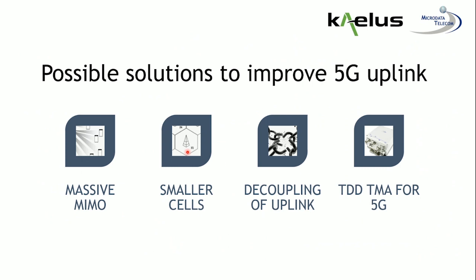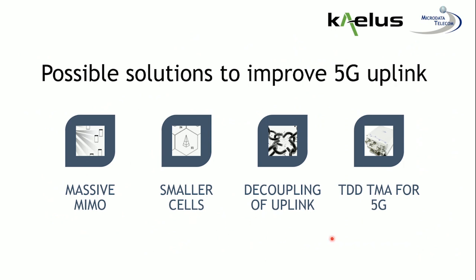So how can we improve the uplink of 5G? Well, we have massive MIMO, a very advanced system that improves both uplink and downlink. A very expensive system, at least for the moment, mainly suitable for smaller cells in urban areas. We can, of course, make smaller cells. In a smaller cell, we typically have enough uplink performance all the way out.